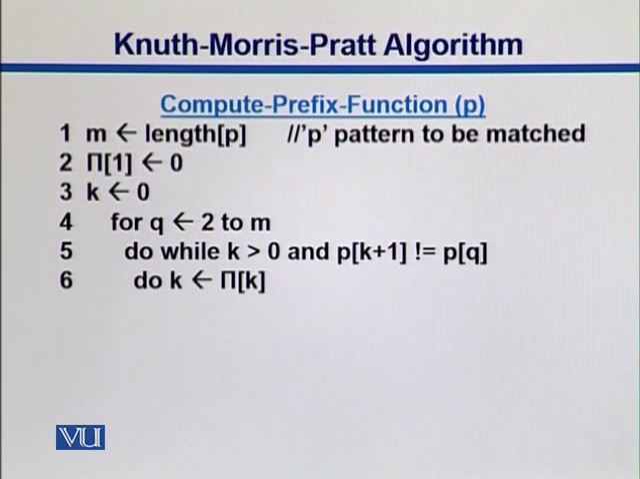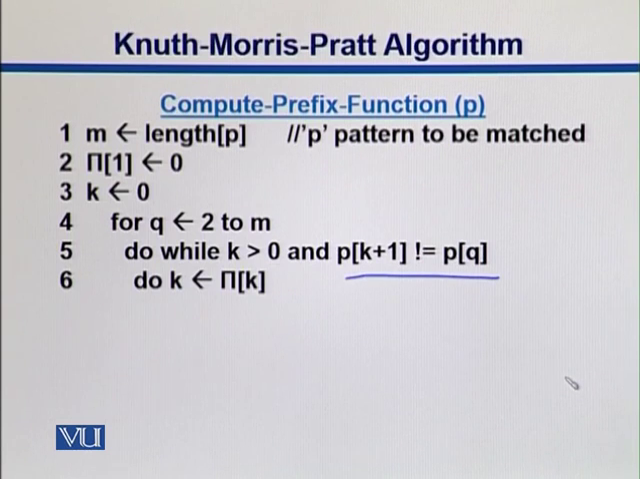If k is 0 and p of k plus 1 is not equal to p of q, so within the pattern, p of k plus 1 means, if we are at the first place, we are taking the first position of the pattern, that is compared with p of q. So we are comparing the first with the second position within the pattern over here.